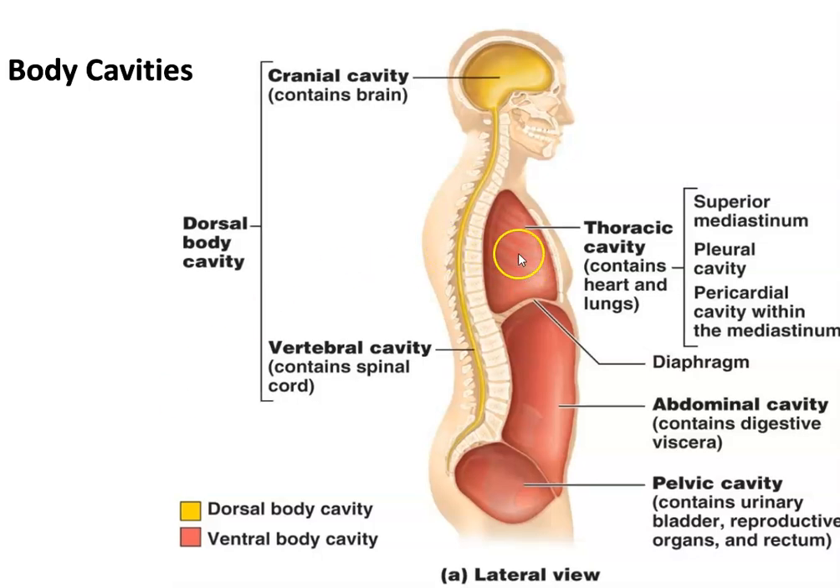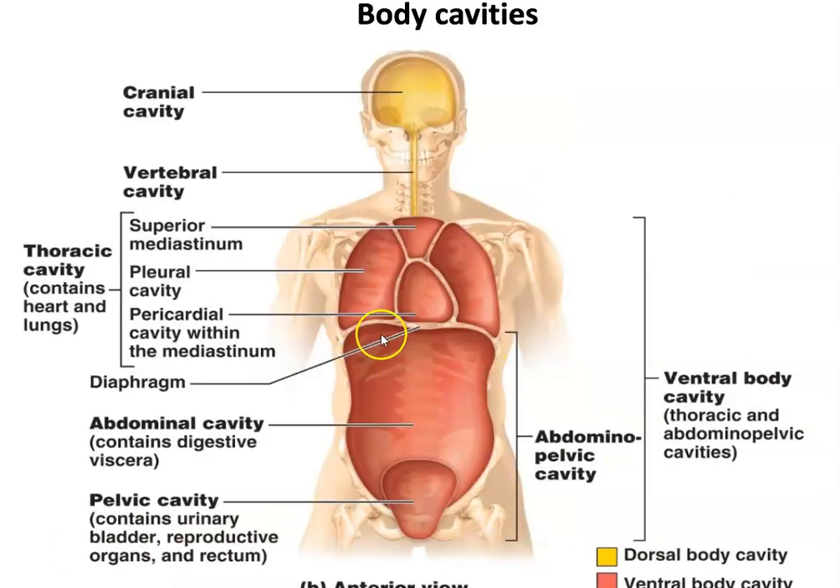The anterior or ventral body cavity is largely on the anterior side of the body. It has two main divisions, the thoracic and the abdominopelvic cavities, each of which is divided into smaller subcavities. The thoracic cavity is located superior to a muscle called the diaphragm and consists of the area encased by the ribs. Within the thoracic cavity are smaller cavities, the left and the right pleural cavities, and the pericardial cavity.